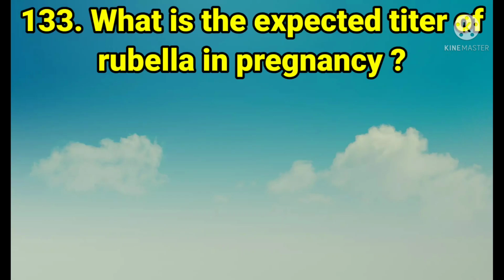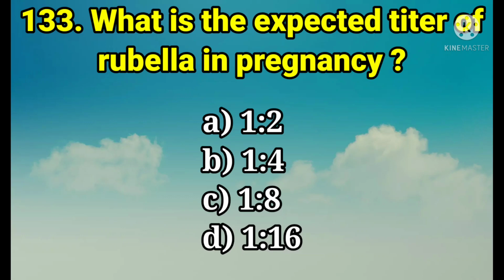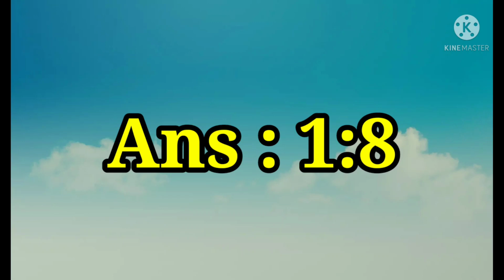നെക്സ്റ്റ് ക്വസ്റ്റ്യൻ, വാട്ട് ഈസ് ദ എക്സ്പെക്റ്റഡ് ടൈറ്റർ ഓഫ് റുബെല്ല ഇൻ പ്രഗ്നൻസി? Options are 1:2, 1:4, 1:8 and 1:16. And the answer is 1:8.